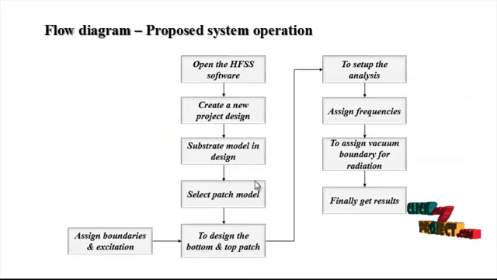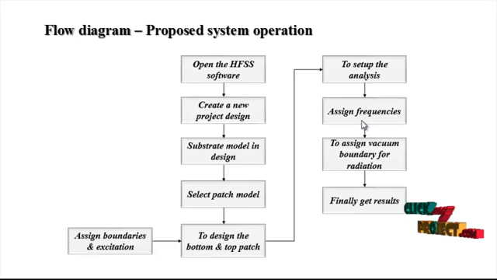And then we set up the analysis, like assigning the frequencies, whatever they may be. We calculate the frequencies in gigahertz or terahertz. Whatever frequency we assign, and then we assign the vacuum boundary for radiation. Radiation means to protect the environment when using the antenna, so to protect the environment, we assign the vacuum boundary of the radiation.